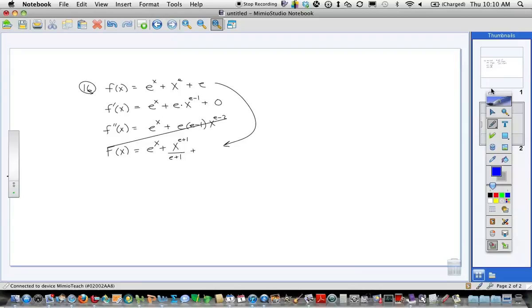Let's think of it as a 7 again. What's the antiderivative of 7? 7x, right? 7x. Because, why? Because the derivative of 7x is 7, right? So this is just a number, like a 7. So the antiderivative is e times x. Not e to the x, but e times x.